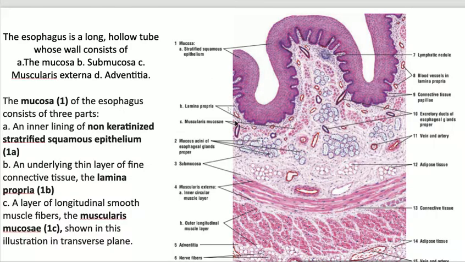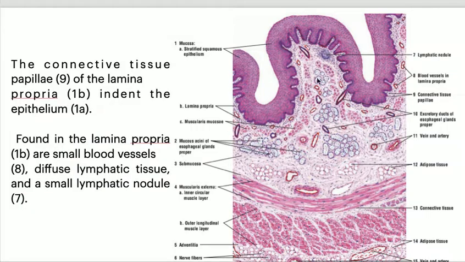Now, we have an underlying thin layer of lamina propria over here. Okay, and then this is a lymphatic nodule found in the lamina propria. It is forming indentations. Then we have a layer of longitudinal smooth muscle cells over here, that is the muscularis mucosae, and this is shown in the transverse plane.